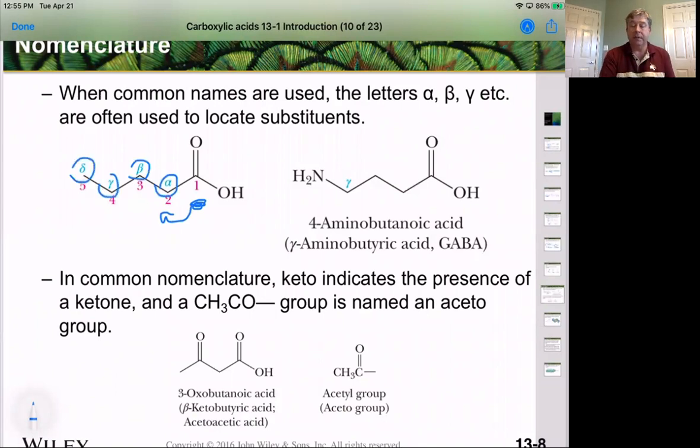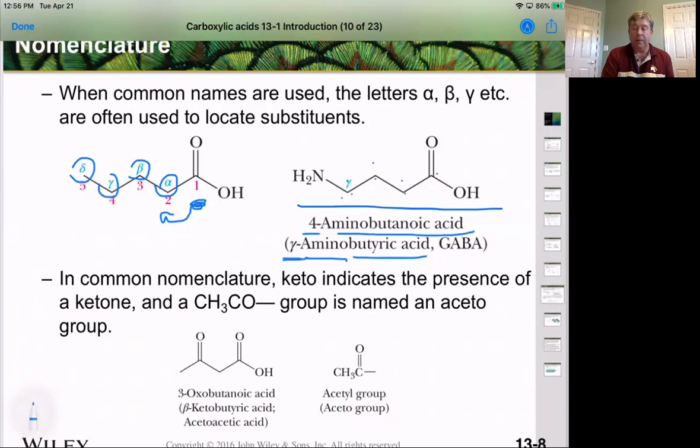So if we were to name this with its common name, we would count 1, 2, 3, 4 carbons, so that would be butanoic acid. But it's on the 1, 2, 3, or alpha, beta, gamma carbon. So we'd call this gamma-aminobutyric acid, where the IUPAC name would be 4-aminobutanoic acid. Okay, so butyric is the common name, therefore we have to name it with the Greek letter gamma and the substituent. Now we can also do the same thing when we have a ketone group nearby, okay?